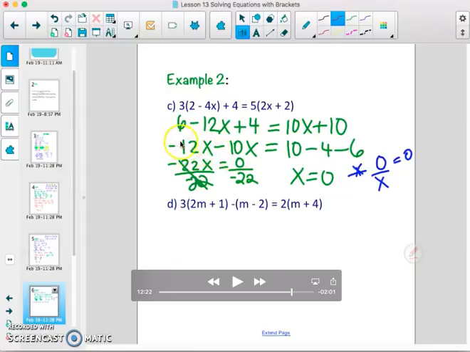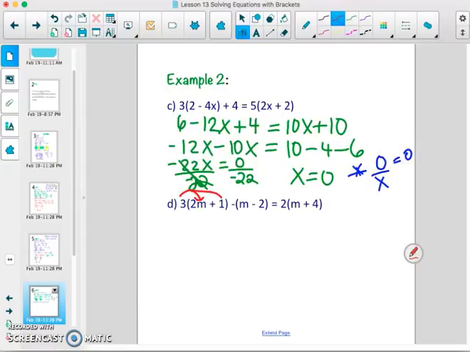Then we add these two, which is negative 12 minus another 10 is negative 22x. 10 minus 4 is 6, minus 6 is 0. So remember, anytime we do 0 divided by a number, we get x is equal to 0. So it doesn't matter what this number is, you can still show that you're dividing it, but any 0 divided by any number is equal to 0.